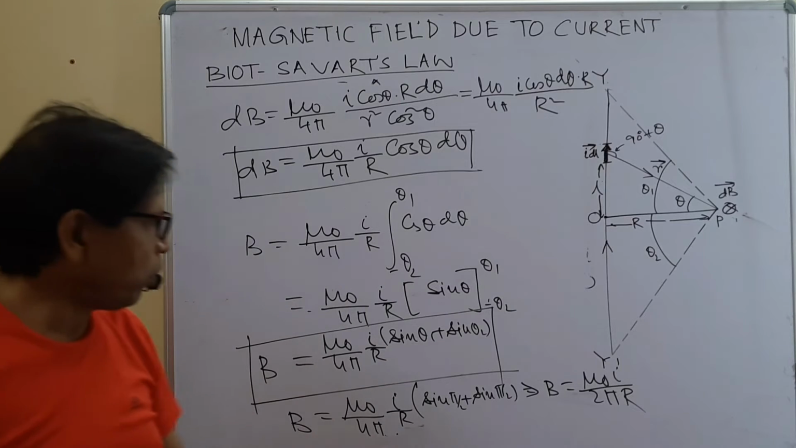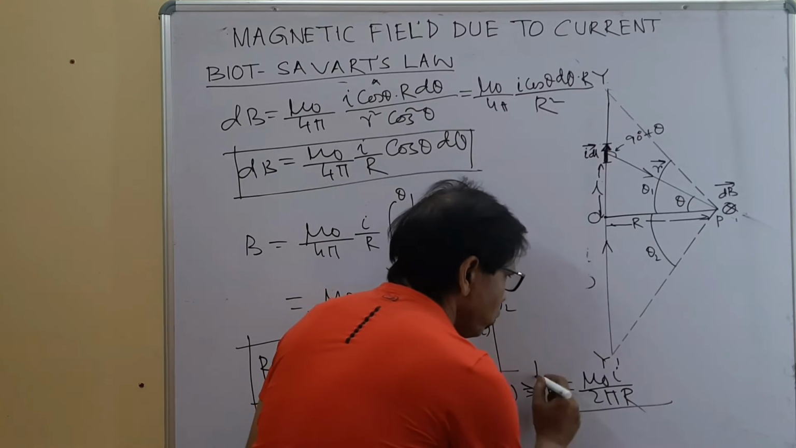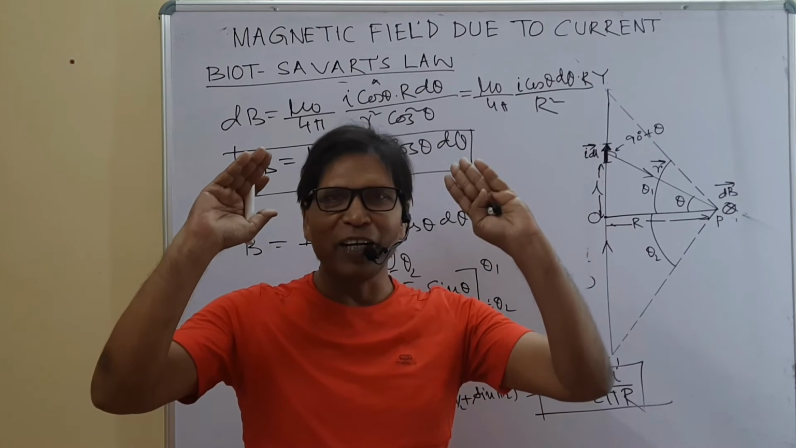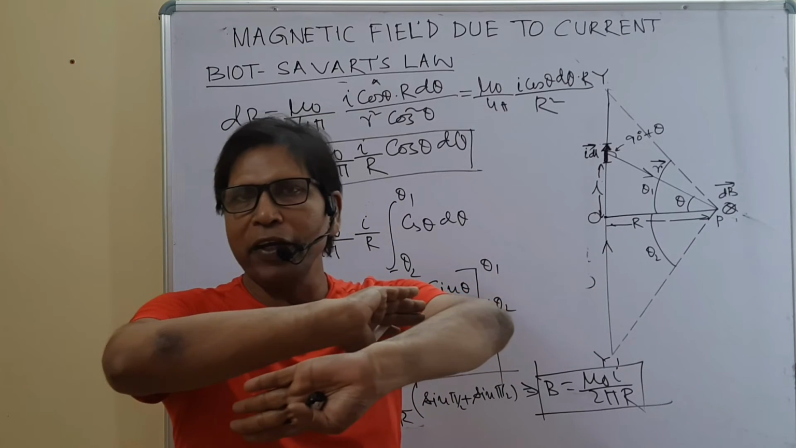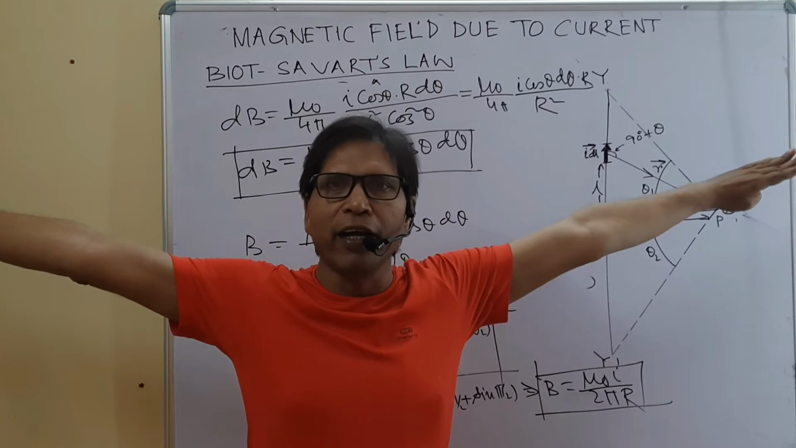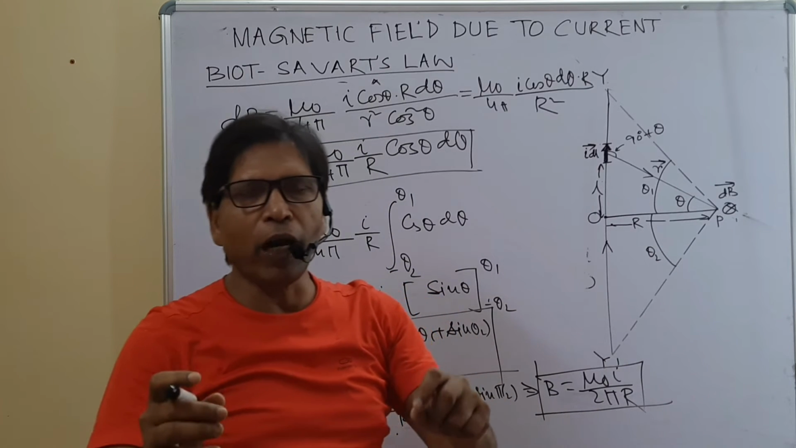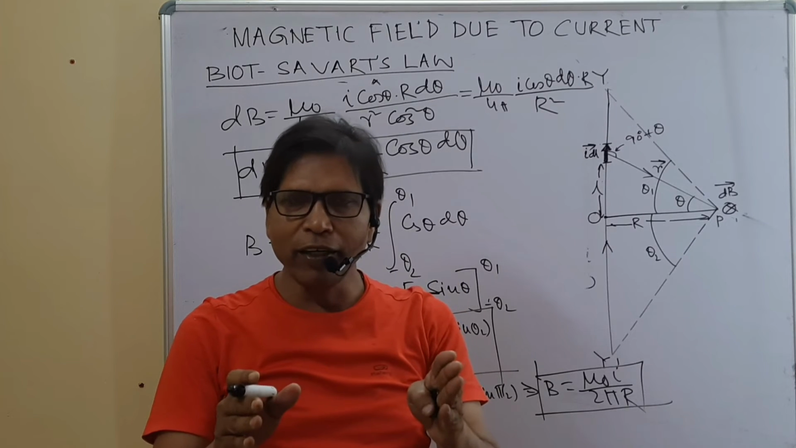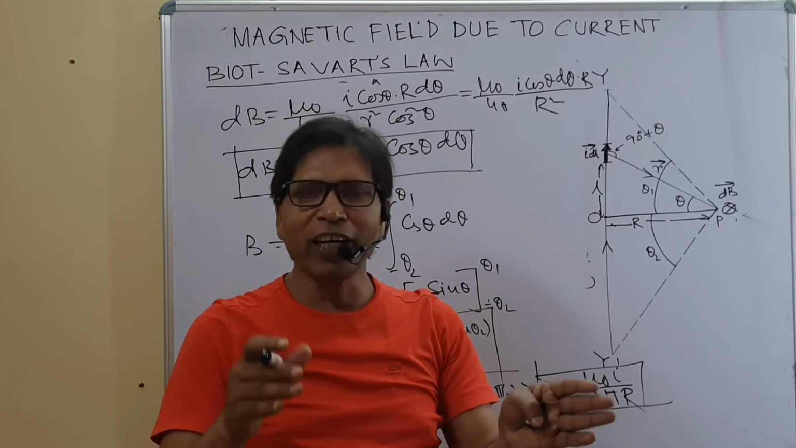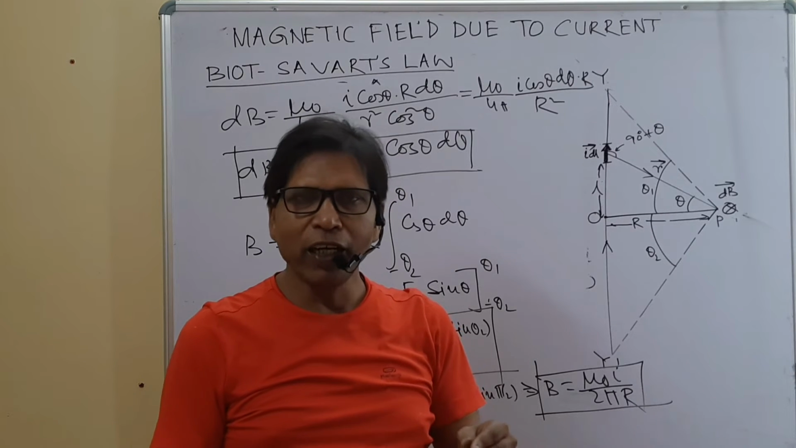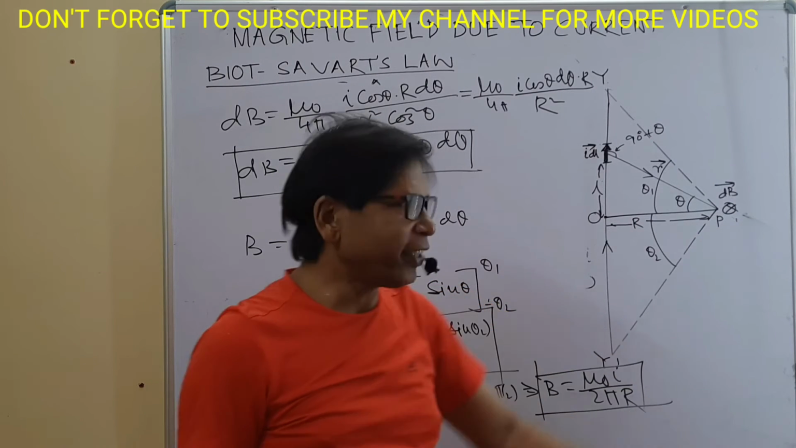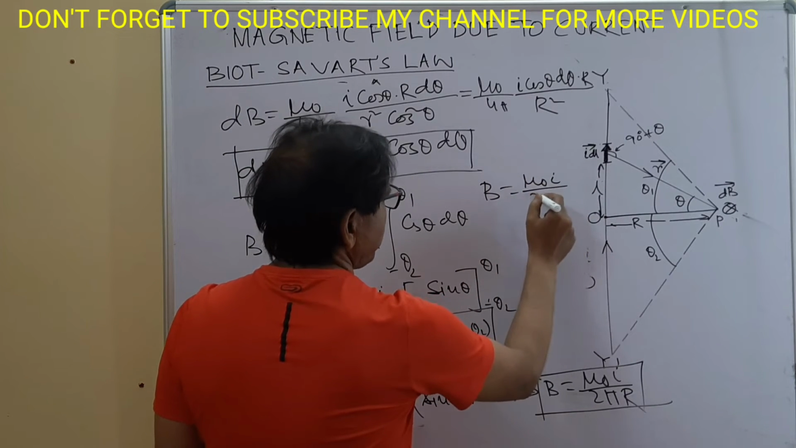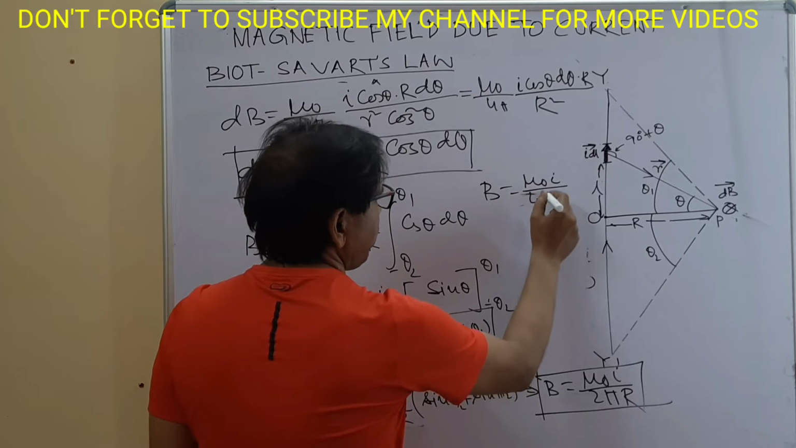So B equals μ0 I divided by 2πR due to an infinitely long straight conductor. Now the magnetic field at one end of a straight conductor: θ1 equals 0 degrees and θ2 is 90 degrees, or θ2 equals 0 degrees and θ1 is 90 degrees. In this case the magnetic field B becomes μ0 I divided by 4πR.